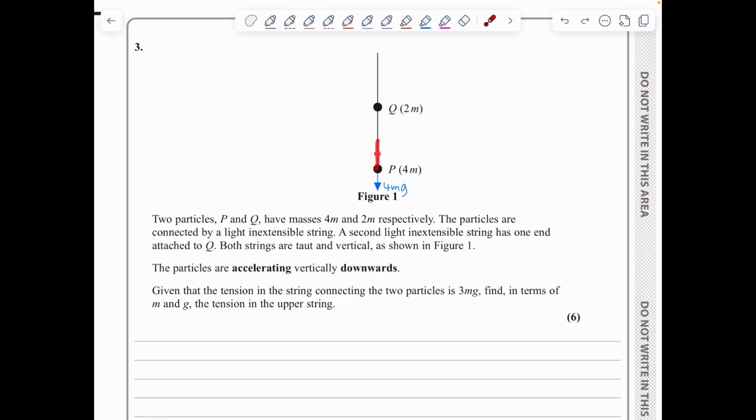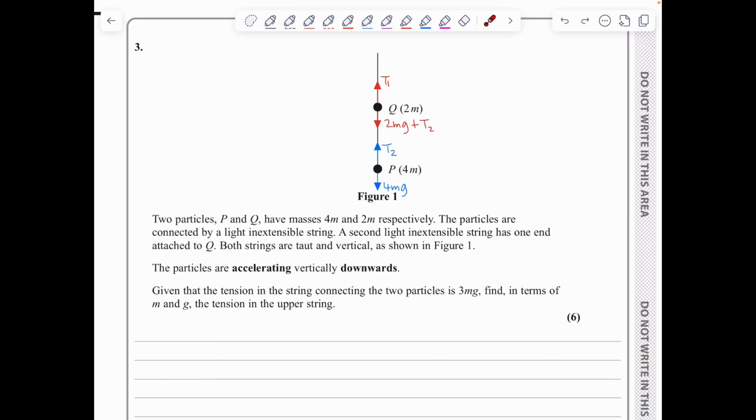Now what else is P feeling? It's feeling a tension upwards. I will call this T2 because we've got two tensions acting here, because we've got two strings. We've got one string here, so I'll be calling this tension T1, and then the tension in this second string, I'll be calling it T2. Now we consider Q here, it's surely feeling its weight, but also T2, because the T2 pointing upwards is cancelled out by the T2 pointing downwards, and Q is also feeling a tension pointing upwards, which I'm calling T1.